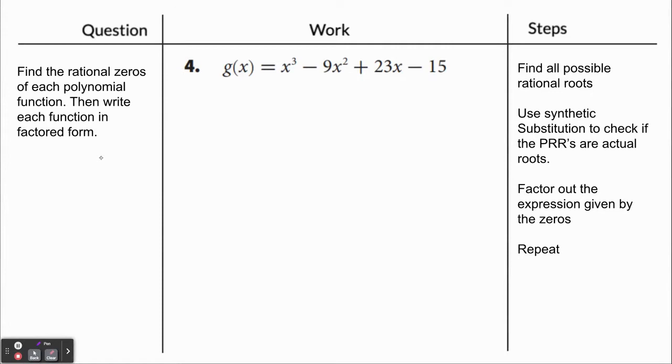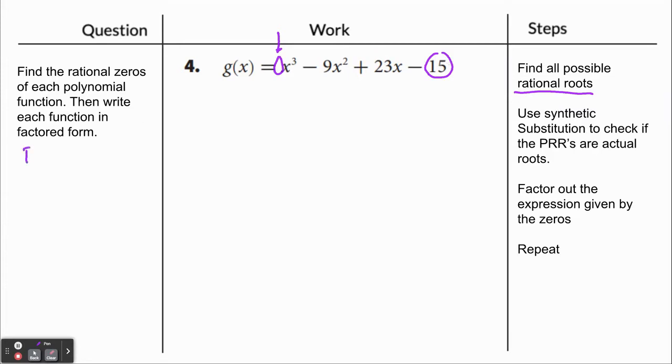We were asked to find the rational zeros of each of the polynomials, then write them in factored form. So first thing we've got to do is find all of the possible rational roots, which we're going to take the factors of our constant and put them over the factors of our leading coefficient. Since our leading coefficient is 1, we don't really need to do that step because all of these numbers over 1 are just going to be themselves.